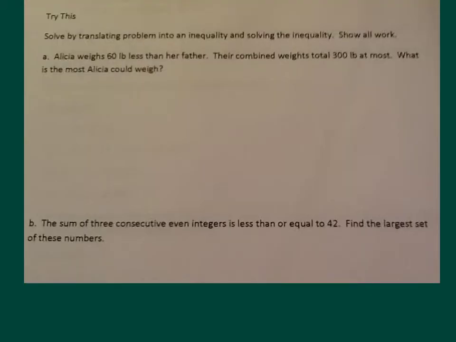Alright, let's take a look at the try these. First one, Alicia weighs 60 pounds less than her father. Their combined weight total 300 pounds at most. What is the most Alicia could weigh? Alright, so it looks like we're in reference here to her father. So x is going to go to her dad. So x is the dad.